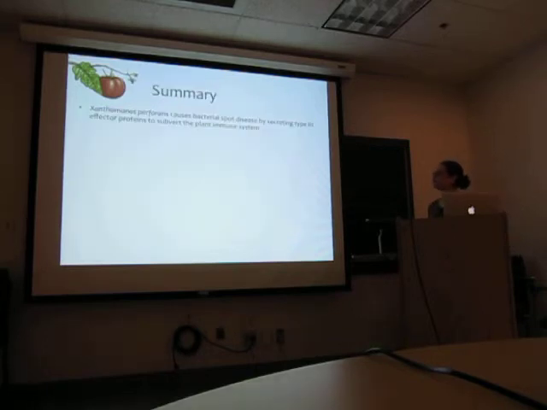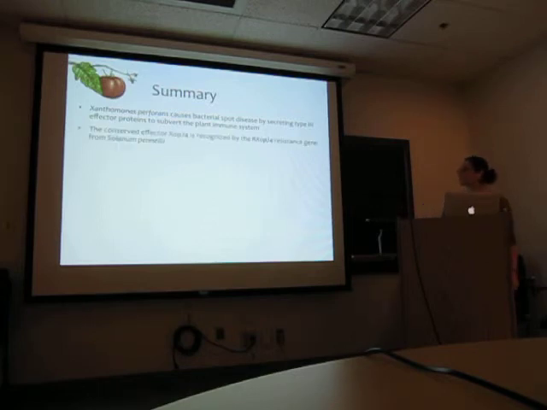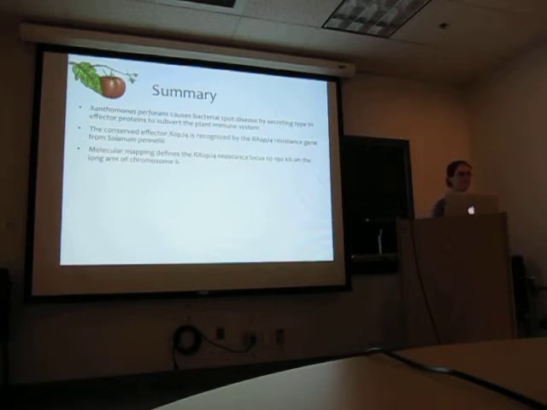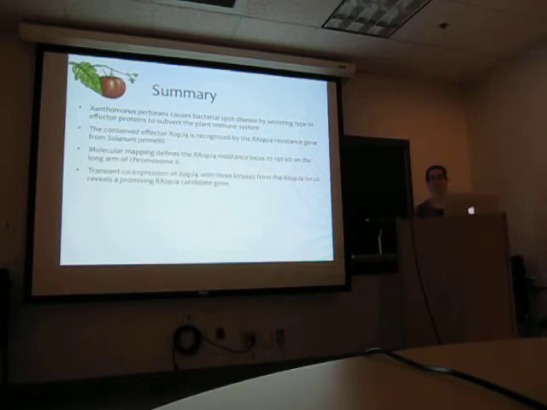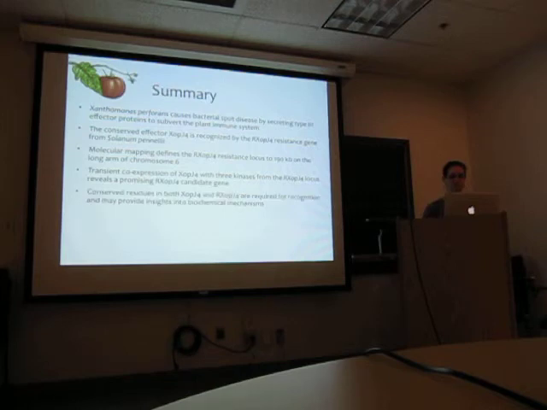And so to summarize, I've told you that Xanthomonas perforans causes bacterial spot disease of tomato by using a type 3 secretion system to subvert the plant immune system. And the conserved type 3 effector, ZapJ4, is recognized by the R-ZapJ4 resistance gene from Solanum pinnellii. We used molecular mapping to define the R-ZapJ4 locus to 190 kb on chromosome 6. And then transient co-expression to evaluate these 3 candidate kinases and reveal a promising R-ZapJ4 candidate.